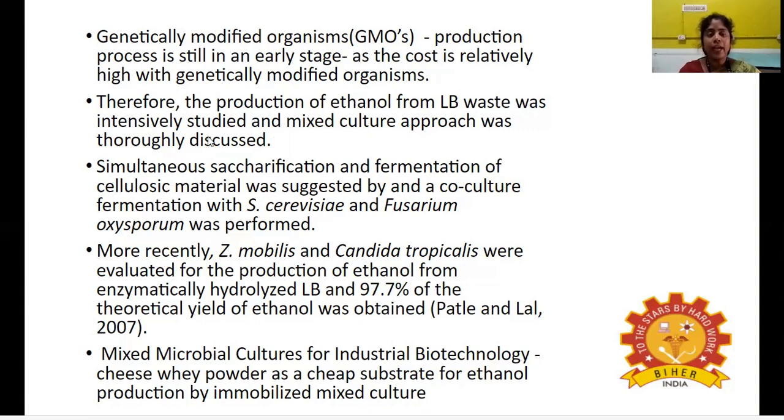So this problem can be overcome by using a genetically modified organism derived from the lignocellulosic biomass base, and a mixed culture can be used to produce bioethanol. Here are two examples where a mixed culture has been utilized. What culture did they take? One is yeast and Fusarium species. The next is Zymomonas mobilis along with Candida tropicalis as a mixed culture for ethanol production.